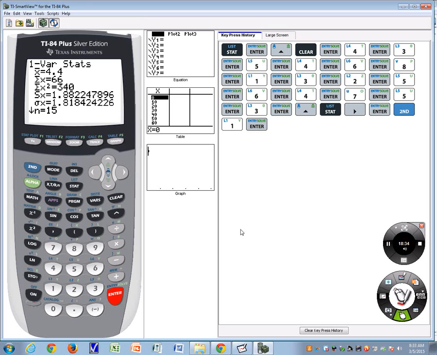But then notice the next two, okay? The S and then the small sigma. If we want the standard deviation, we're going to use the small sigma notation like we used before. So we're going to use sigma of X. So we'll record that as the standard deviation. So we'll say it's 1.82.